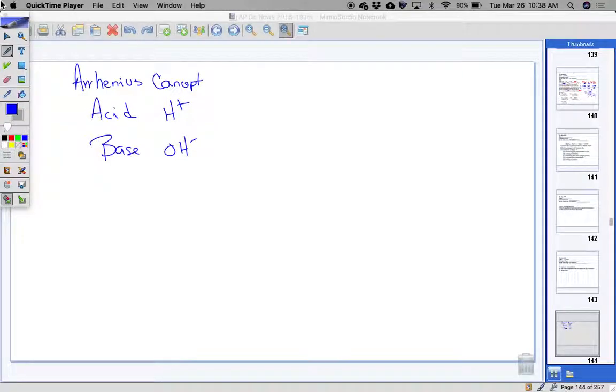All right, so the Arrhenius concept you're familiar with for acids and bases: the acid produces an H plus, the base produces an OH minus. The problem is we have things like ammonia, which when I stick a piece of litmus paper in it, turns blue. So we know for a fact that it is a base, but it doesn't quite fit this definition very well at all, right? So we have to have another definition that's a little more inclusive.